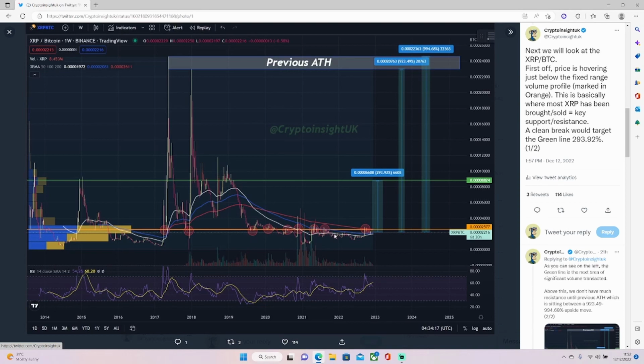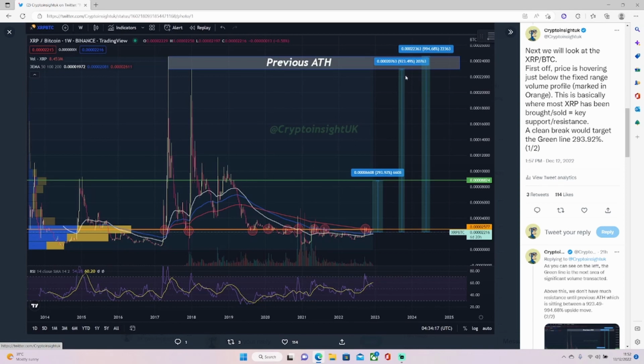We either could be mimicking this and coming down further, or maybe we're looking for a breakout, which I would suggest is coming pretty soon, based on other technicals as well, with the RSI obviously sloping upwards, whereas here the RSI was coming downwards. So we've got increased strength going into maybe another test of this fixed range volume profile. And as you can see on the left, the next key level where some volume has been interacted is up here at 293%.